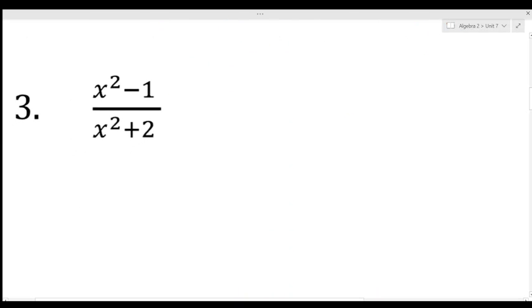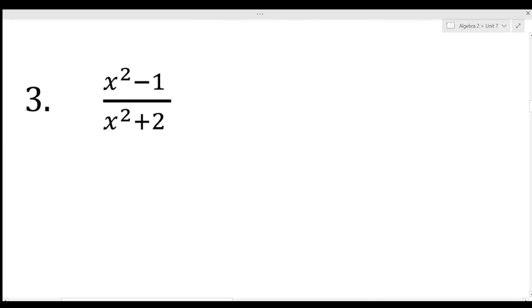Okay, now we have x squared minus 1 over x squared plus 2. Okay, so we have to check. When you have two terms, you always want to check to see if it's a difference of squares or the sum or difference of cubes. Well, x squared is a perfect square, but is this 2 a perfect square? No, so we can't factor. But we still need to set it equal to 0.